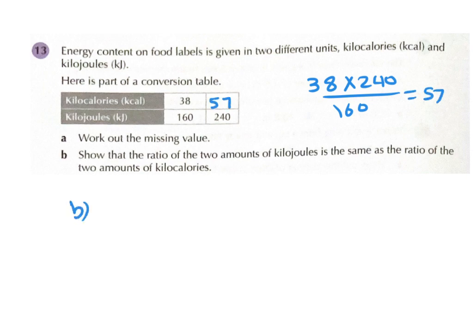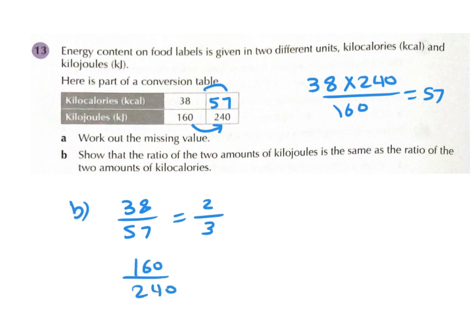Now for B, read B. Show that the ratio of the two amounts of kilograms is the same as the ratio of the two amounts of kilocalories. So we need to find the ratio between the two. So 38 divide 57 equals 2 over 3. And we need to find the ratio between the other two. So 160 divide 240. We get the same answer.